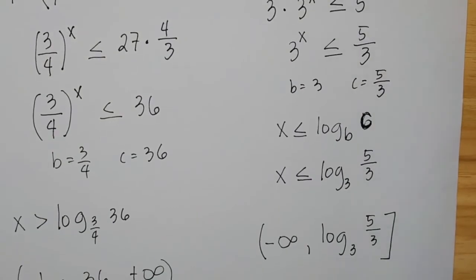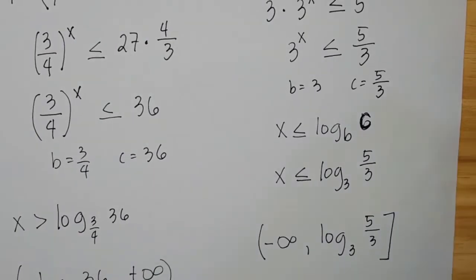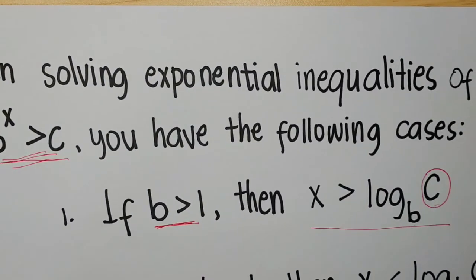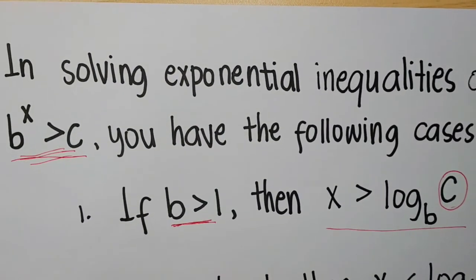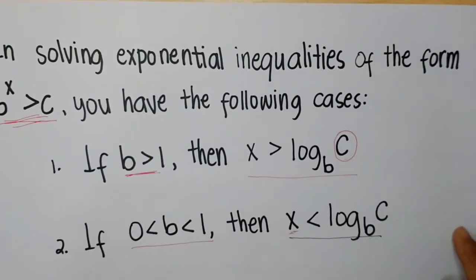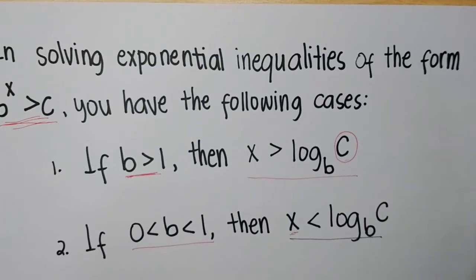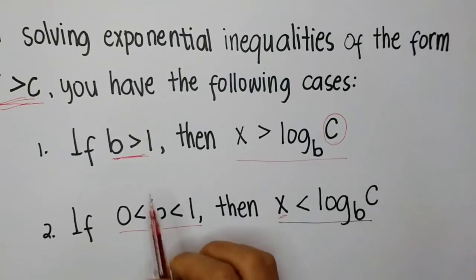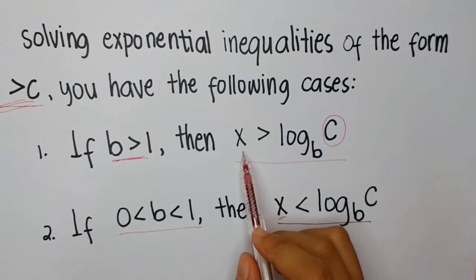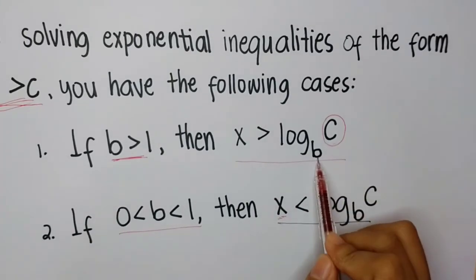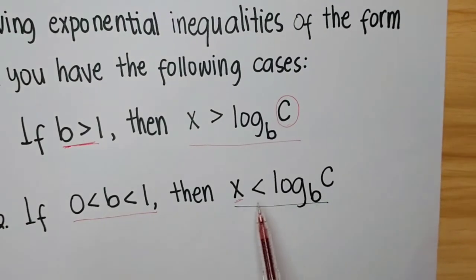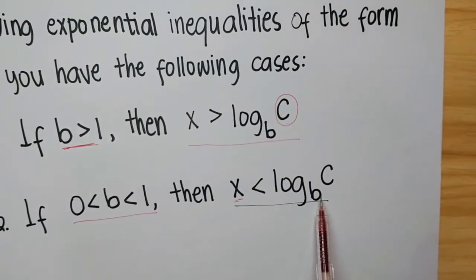Okay, so I hope you learned something on this discussion. Again, let's recap. Again, this is our expression, this is our conditions. So again, in solving exponential inequality of the form b to the power of x is greater than c, we have the following cases. If ang b natin is greater than 1, dapat x is greater than log c to the base b, and if in between naman siya, or if greater than 0 but less than 1, that is x is less than log c to the base b.